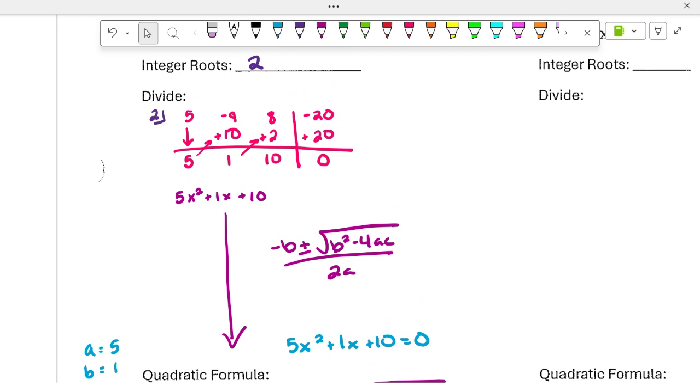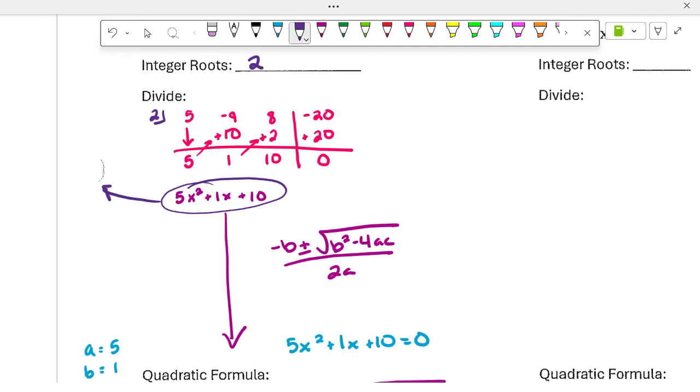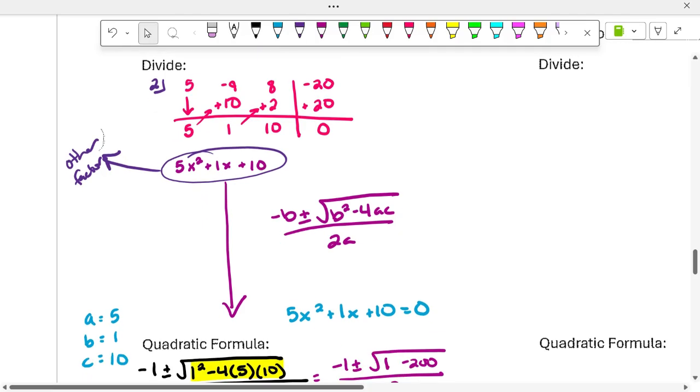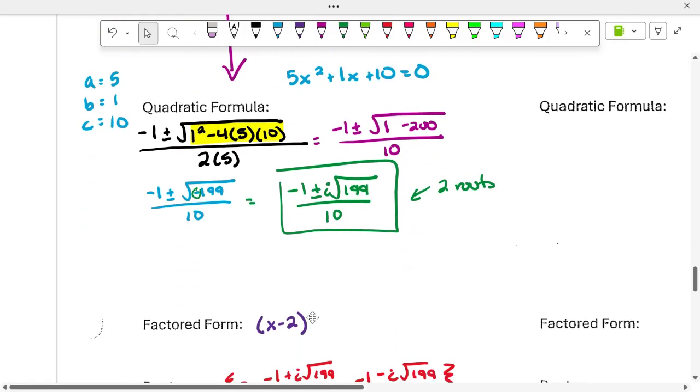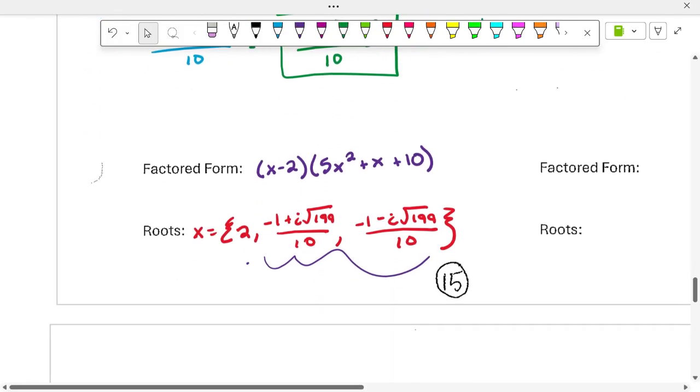I already have it on the board. So guys, you're going to take this quadratic, and this is your other factor. Because isn't that what we use to find the other two roots? Right? So our other factor would be 5x squared plus x plus 10. So that's what you do.